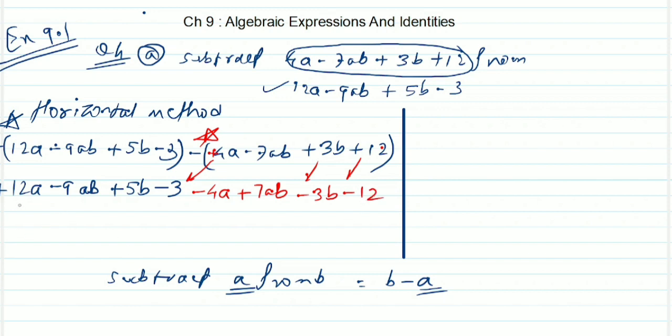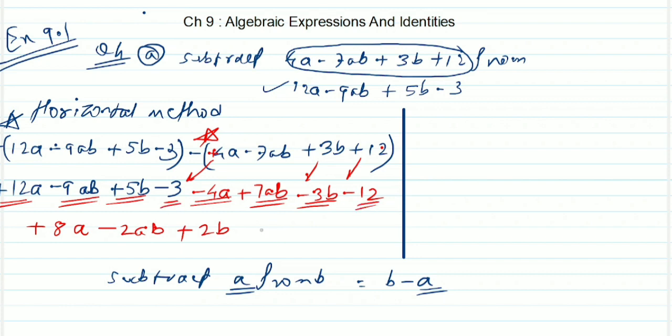Now we have to solve the like terms, simple as that. 12a minus 4a: they have different signs, so just subtract and give the sign of the bigger number to the answer. Minus 9ab plus 7ab, they have different signs, so subtract and give the sign of the bigger number to the answer. Plus 5b minus 3b, they again have different signs, so subtract, 5 minus 3 is 2, and give the sign of the bigger number to the answer, that is positive. Now minus 3 and minus 12, they both have the same sign, so add the two numbers and give the same sign to the answer.